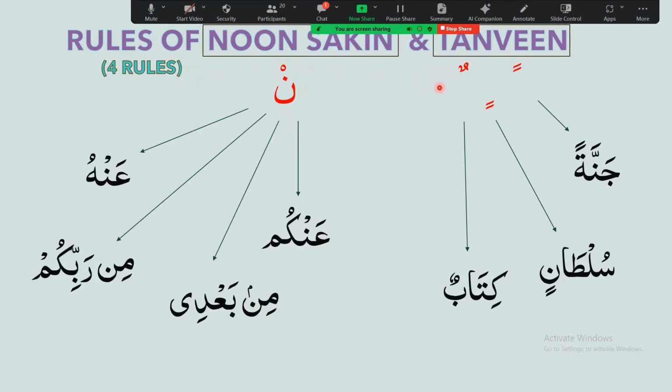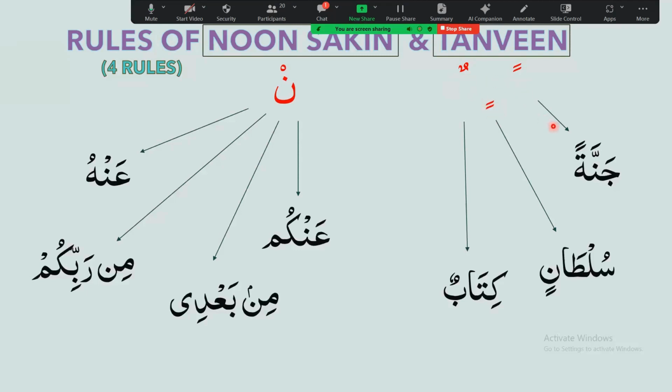Okay, so first of all, what is tanween, specifically for the beginners? Tanween are these three symbols. These three kinds of tanween are there: tanween of fatha, tanween of kasra, and tanween of dhamma.